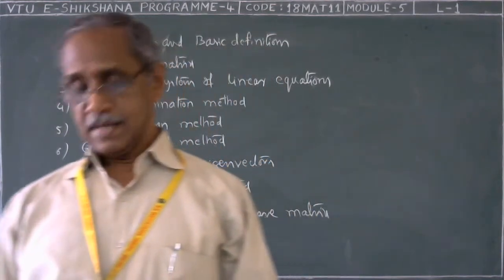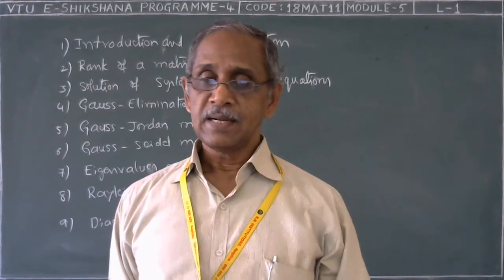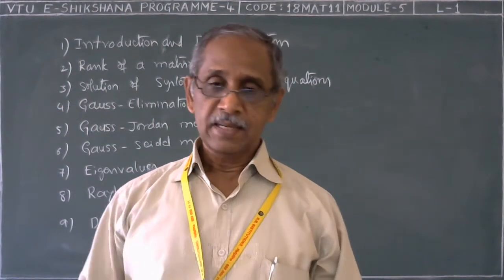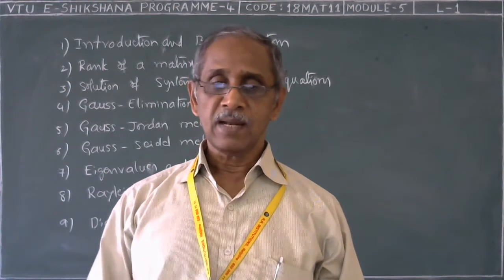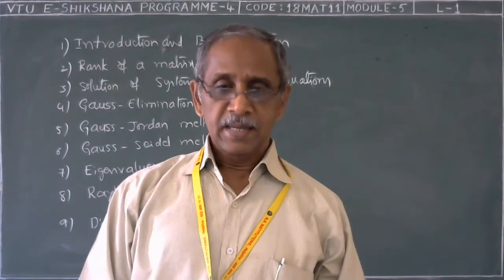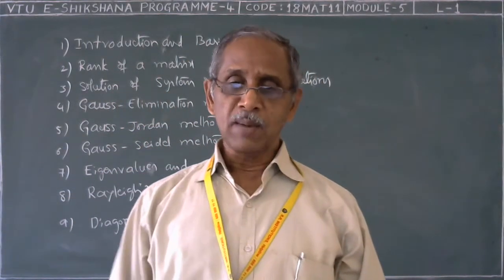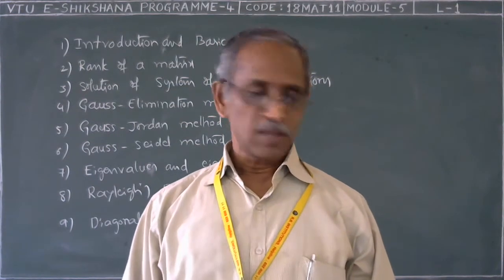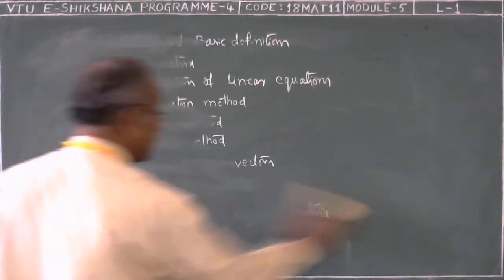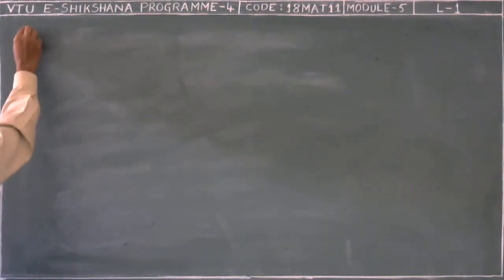So let me now consider and discuss module 5, that is linear algebra, of the first semester mathematics course titled Calculus and Linear Algebra, bearing code 18 MAT 11. Let me start from the definition of a matrix. What is a matrix? It is a system of m into n numbers arranged along m rows and n columns bounded by brackets. So this is the definition of the matrix. Let me recollect all the definitions which are very much required for this chapter.